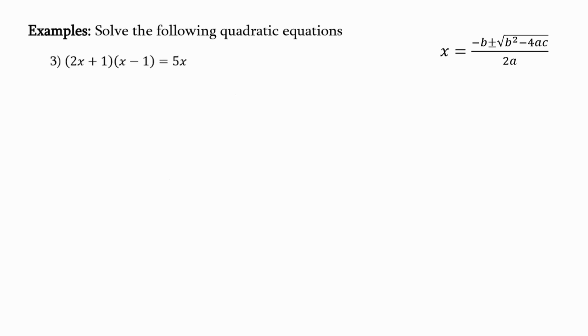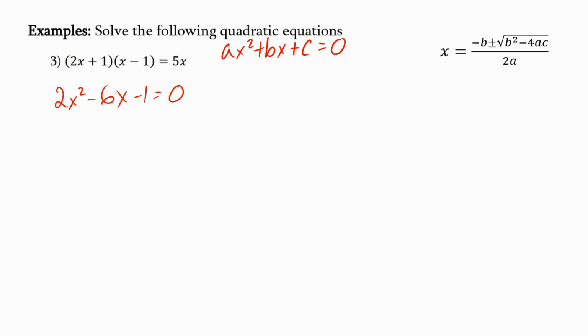Moving on to another type, if you notice we don't have our normal ax squared plus bx plus c is equal to 0. So we need to rearrange this to look like this. We can open all of this up, and we will get 2x squared minus 6x minus 1 equals 0, if we simplify all of this.